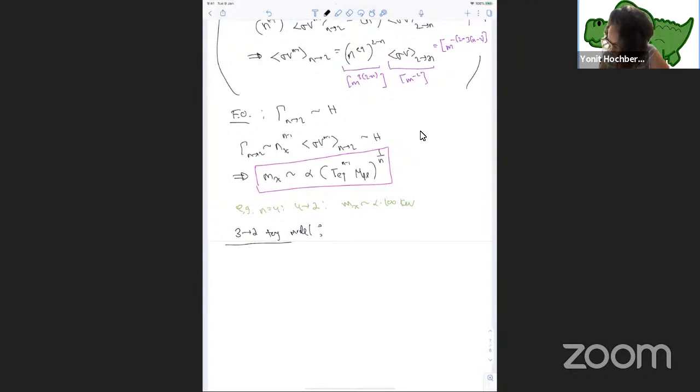A very easy one that we can do is to think of a single scalar. This is a toy, I'm going to call it a Z3 symmetry model. So it's a single scalar with a Z3 symmetry.